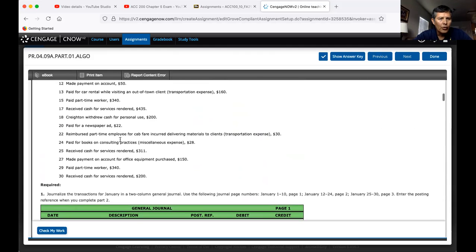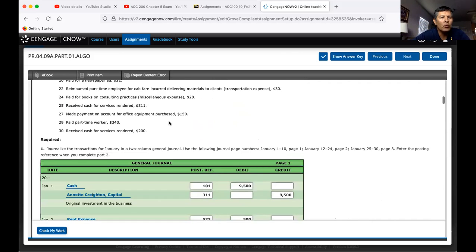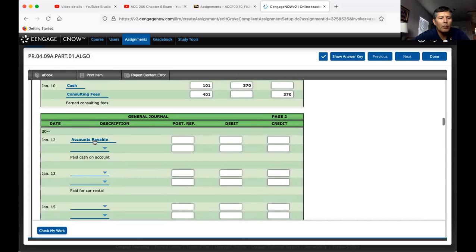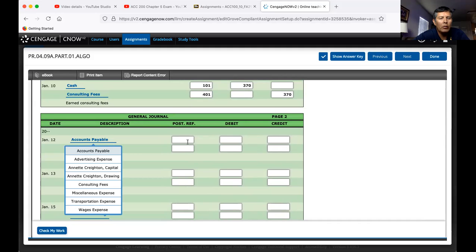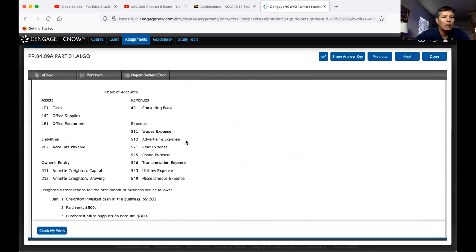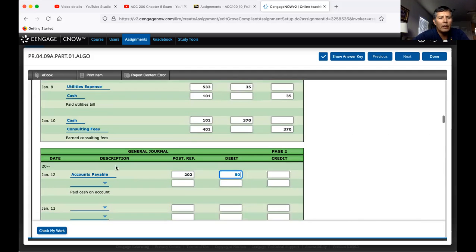Okay, so that was the 10th. Now we're on made payments on account of $50. So this is going to be our payable because we have an account, and this is the 12th. Account payable number is 202. I said $50. Okay, now this comes from cash, number 101, $50. Now we got to record these down below.